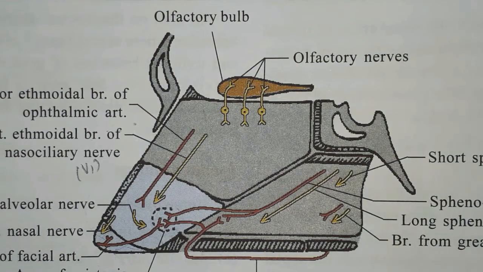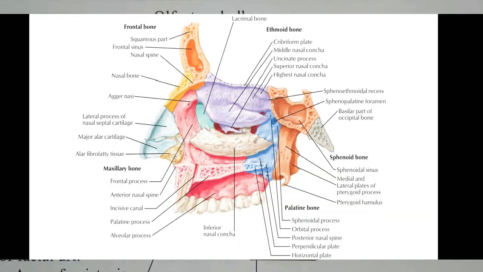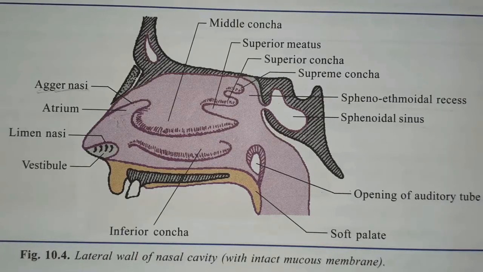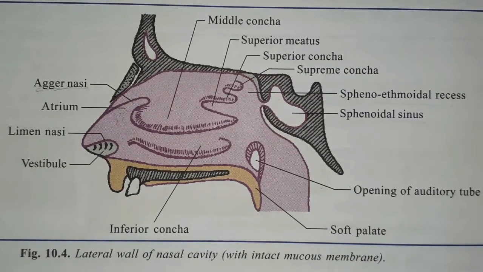Now we will study the lateral wall of the nose. Actually, numerous bones form the lateral wall, and they are the nasal bone, the frontal process of maxilla, lacrimal bones, the middle and the superior concha of the labyrinth of ethmoid, inferior concha, perpendicular plate of the palatine bone, and medial pterygoid plate of sphenoid. All these bones form the lateral wall. Now the inferior concha is a separate bone, but the middle and the superior concha are part of the ethmoidal labyrinth. So this is the structure of the lateral wall of the nasal cavity with intact mucous membrane.